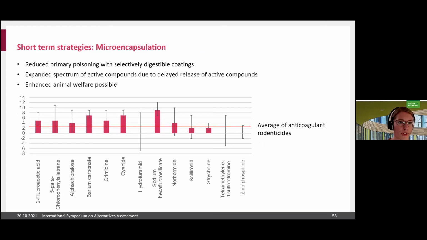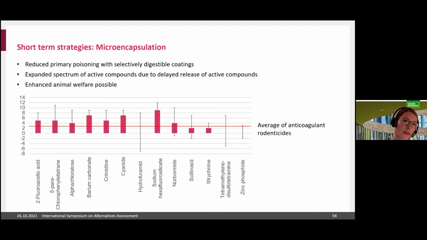And the third short-term strategy is microencapsulation, a technique that is already used in several settings since decades, I think. First, we could reduce primary poisoning if we would use selectively digestible coatings, for example, coatings that only rodents or at least omnivores can digest and carnivores, for example, can't. And we can also expand the spectrum of active compounds because we can release the compounds in a delayed way, which is very important to reduce bait shyness for rodents because rats are very intelligent animals.